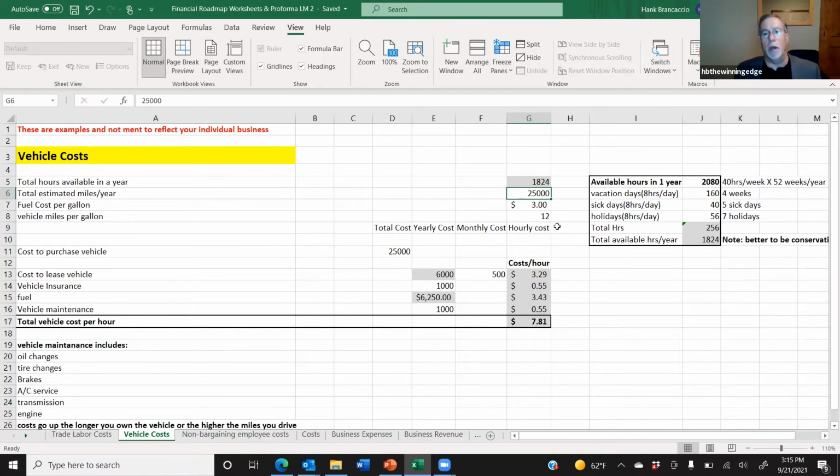Or the other way, oh, they think it's 25,000, but it's really only 15,000. So this is an important number because we're going to use this number to start to calculate things.